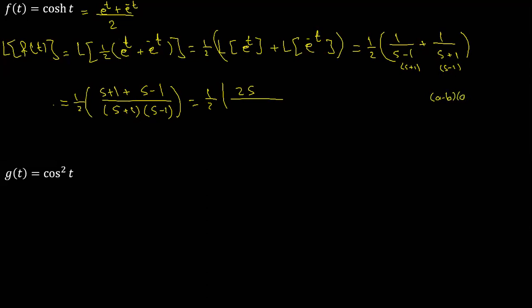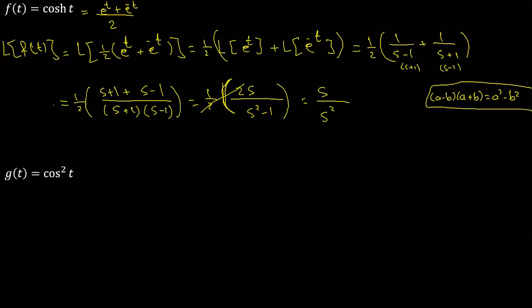S squared minus 1. Great. I have this difference between 2 squared. So equal here. This is my bracket. I'm so sorry, it is S squared minus 1. Cancel out 2 is 2. So you have S divided by S squared minus 1. Similar to our rule.